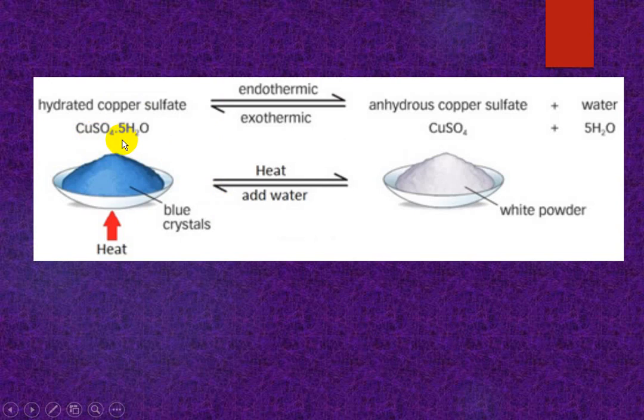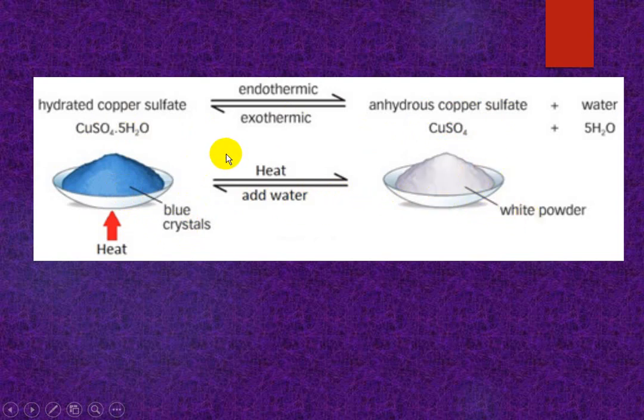This is hydrated copper sulfate, because it contains water. Look, this is water. Five mol of water is contained in this copper sulfate, so this is hydrated copper sulfate. This is anhydrous copper sulfate. There is no water. Hydrated copper sulfate is a blue crystal, and anhydrous copper sulfate is white.